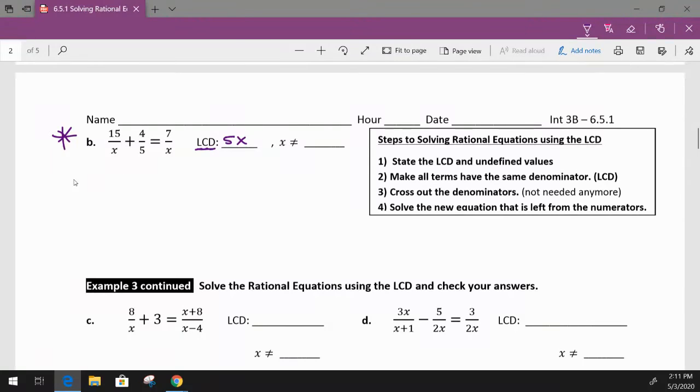We can also at this point state what x cannot equal. Looking again at the denominators, the only value that would make the denominator 0 is 0 itself. So x cannot equal 0. So that's step number 1: state the least common denominator and the undefined values. Now we want to make sure all terms have the same denominator.